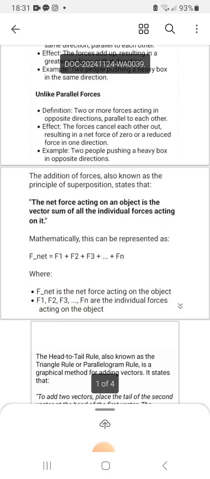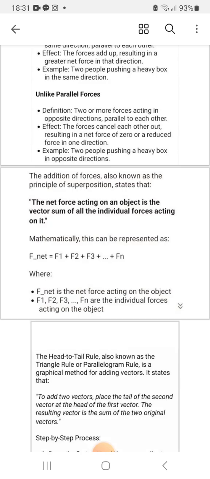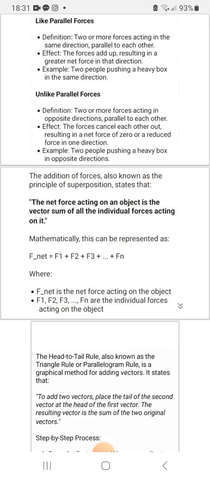The effect of these forces is that they will add up, resulting in a greater net force in that particular direction. For example, suppose there's a heavy box and two people are pushing it in the same direction. Person A is applying F1 and person B is applying F2 on the box, and the resultant force is equal to F1 plus F2, because both persons are pushing the box in the same direction. So the individual forces will add up into F net, which is the total force exerted on the box by the two individuals.